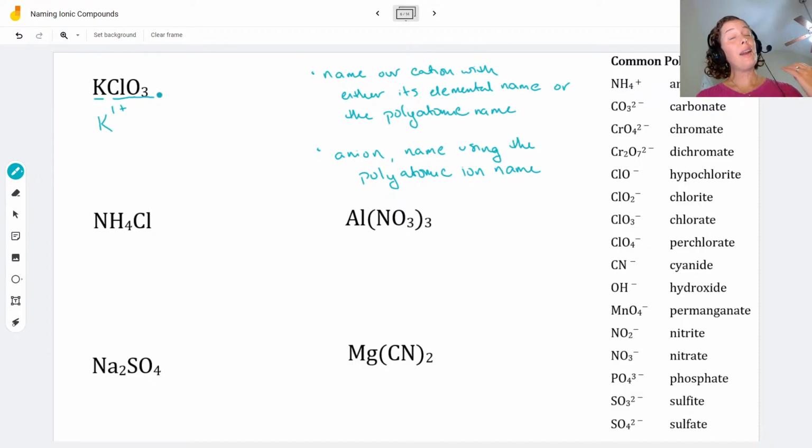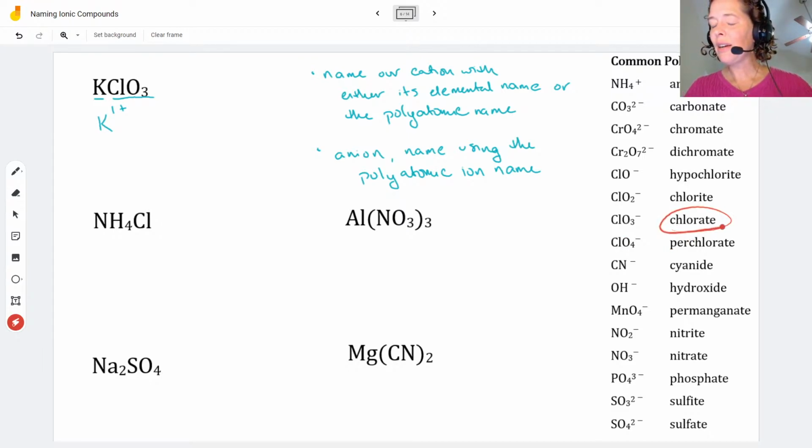ClO3. This is clearly not a monoatomic ion because we have 2 elements. So you remember your monoatomic ions, even though you might have 2 or 3 of them, it was all the same element. That's what we mean by monoatomic. These are polyatomic. It's going to be more than one element. In this case, we've got chlorine and oxygen. So what we need to do is go over to our list of polyatomic ions and find ClO3.